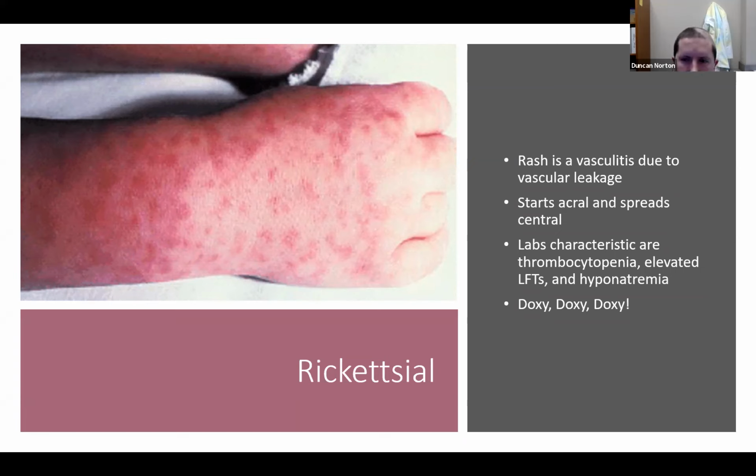Your typical labs are thrombocytopenia. You'll have elevated LFTs and hyponatremia. So if you see those three things, think Rocky Mountain spotted fever. If you don't treat this within the first week, doxy doesn't really work, and the outcomes are abysmal. Like, they're terrible. So don't wait on your serologies.